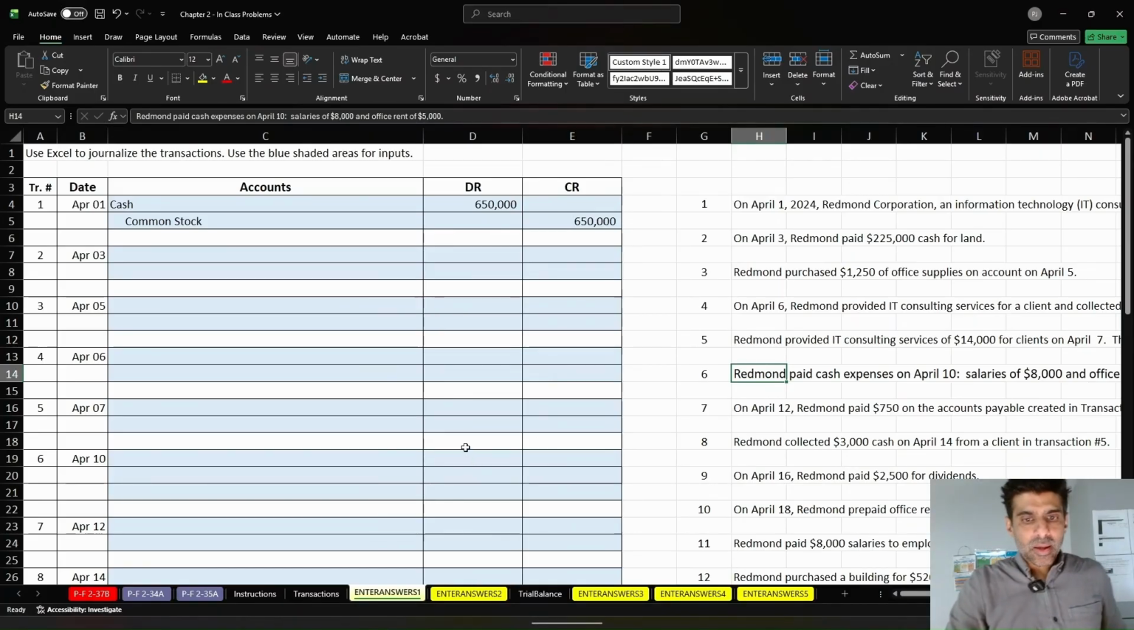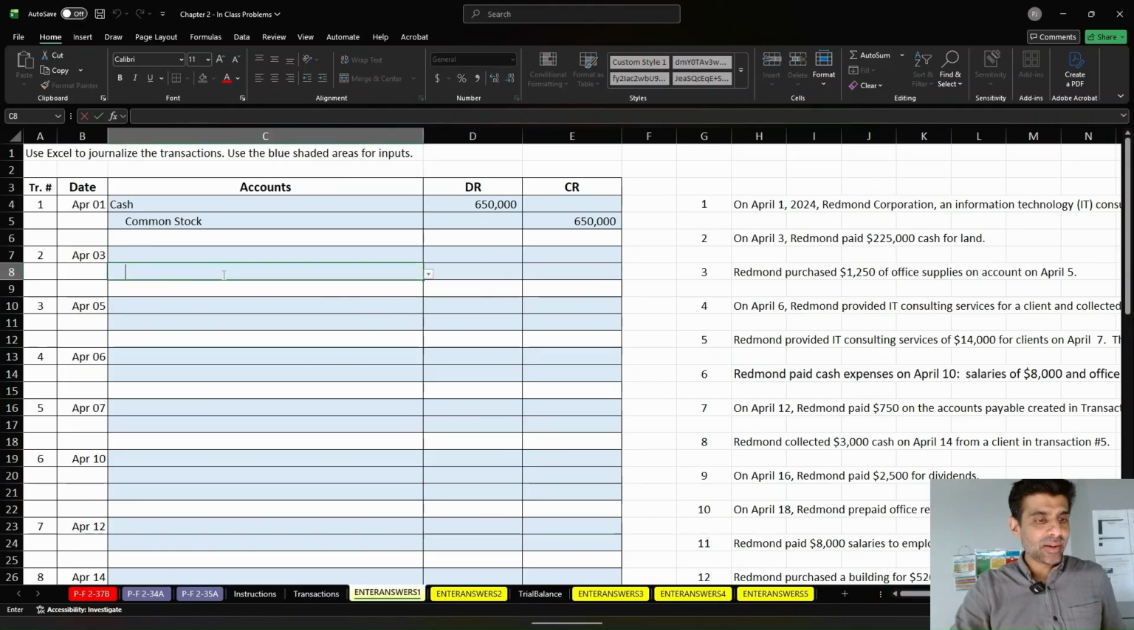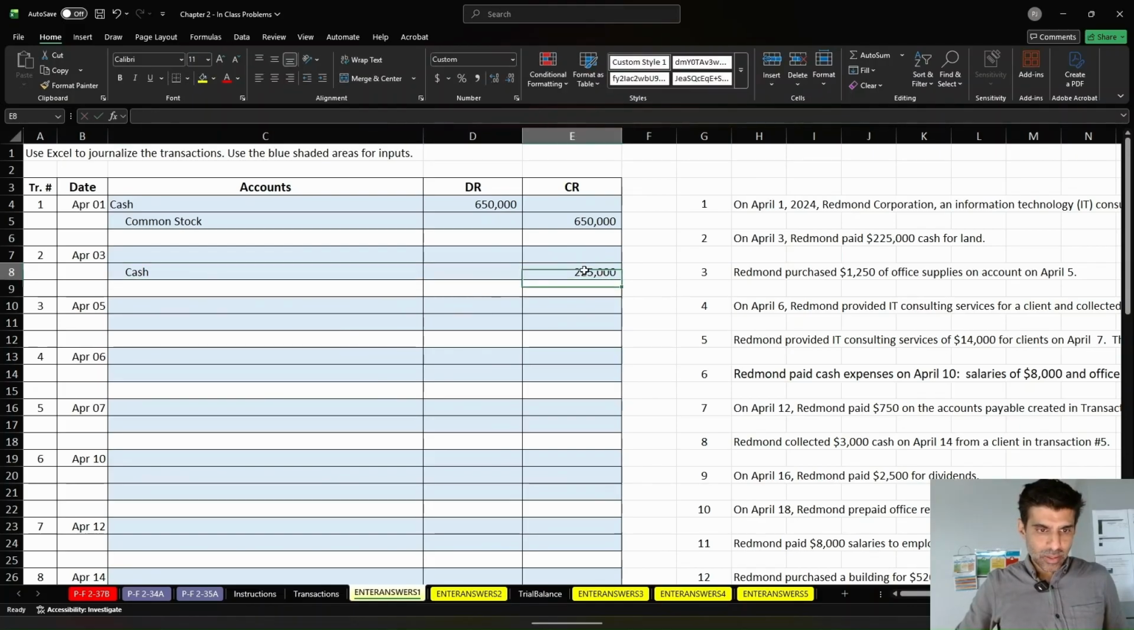Okay, so on April 3rd, the company paid cash for land. Is cash going up or down? Down, right? Cash asset going down, that's going to be a credit. So I'm going to credit cash, and I'm going to debit. What am I getting for that land? Or sorry, for that cash?